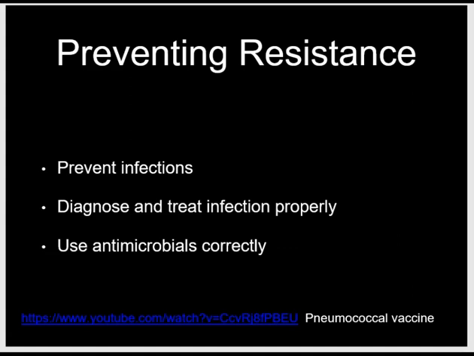Preventing resistance. We want to try to prevent infections. There's three main ways we're going to do this. Prevent infections by vaccinations, like for pertussis. If you don't get vaccinated for that and then you treat them with penicillin each time, this increases the risk of resistance developing. So if we just give the vaccine, then you don't get sick and you don't need to have antibiotics given to you. The pneumococcal vaccine prevents infections and reduces the use of antibiotics and also reduces resistance this way.